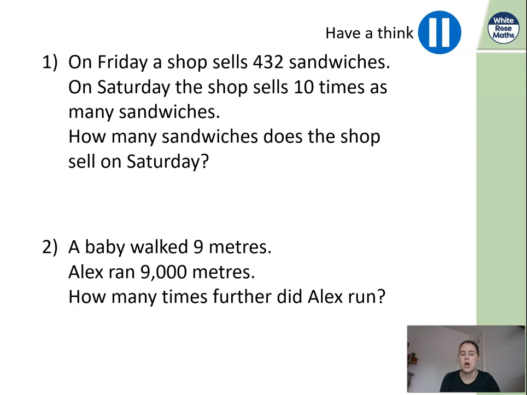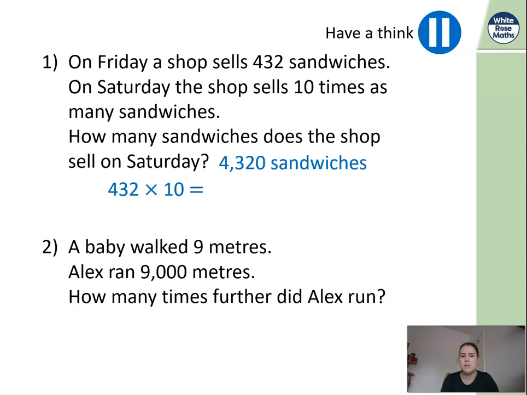Okay, number 1. On Friday, a shop sells 432 sandwiches. On Saturday, the shop sells 10 times as many sandwiches. So how many sandwiches does the shop sell on Saturday? Now this is very similar to the question before. We're looking at the language here and it says 10 times as many sandwiches. This tells us we need to be multiplying our number by 10. So 432 multiplied by 10 is 4,320 sandwiches.